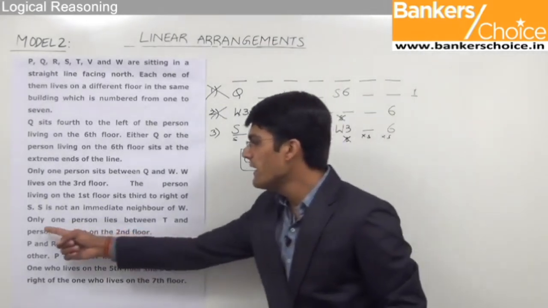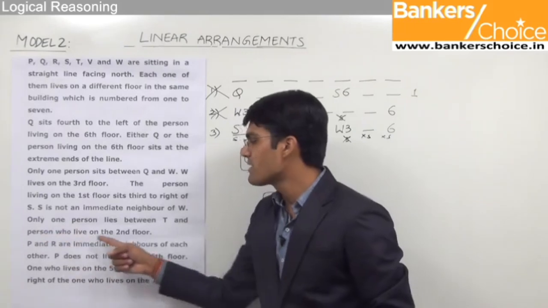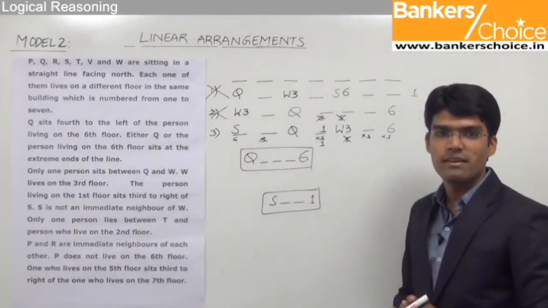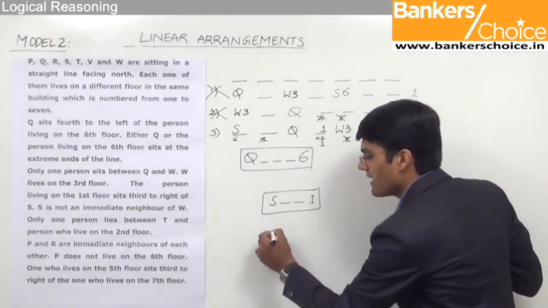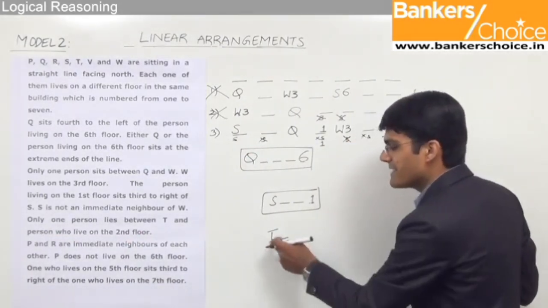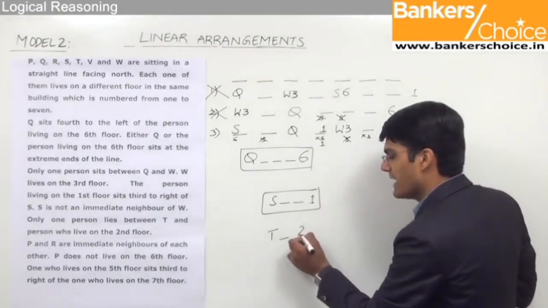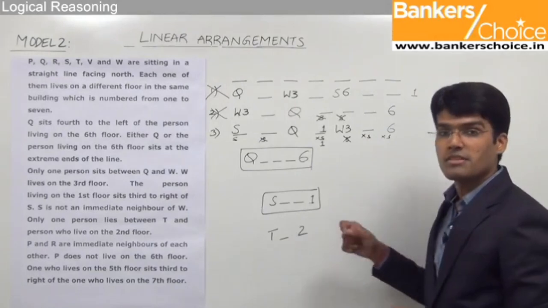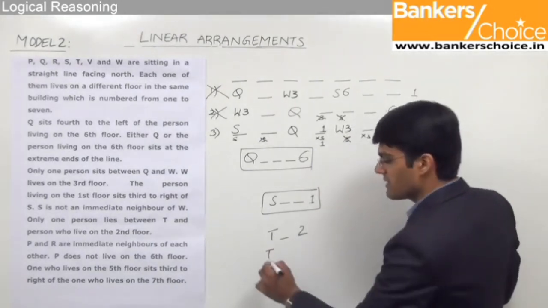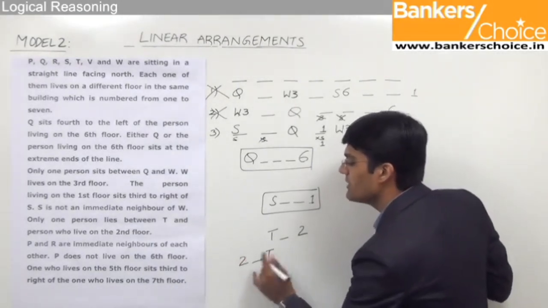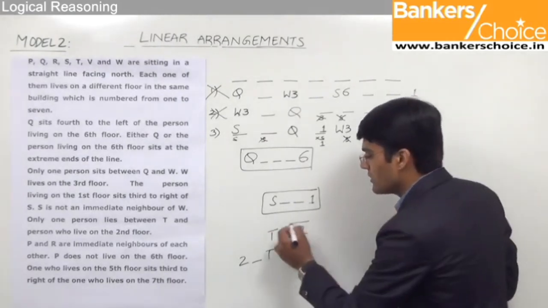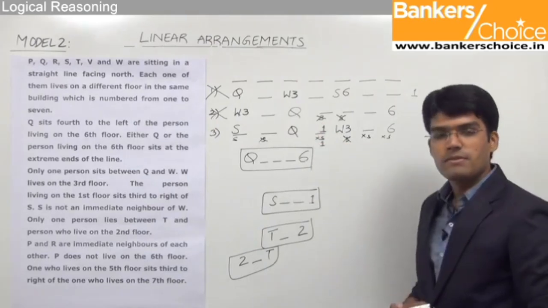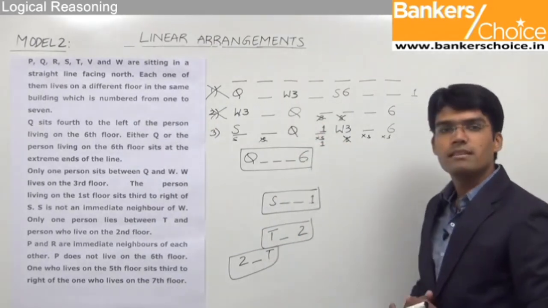The next statement is: only one person lies between T and the person who lives on second floor. That means there should be a gap of 1 person between T and the person living on second floor. So these 2 persons can be arranged as shown here. If T takes this position, there should be a gap of 1 person and then the person living on second floor can come on the right of T. And there is one more possibility, that is T can be in this position with a gap and the second floor person towards the left of T. So these are the 2 possible cases which have to be justified in this arrangement. So let us try to fit these ones in the third arrangement.